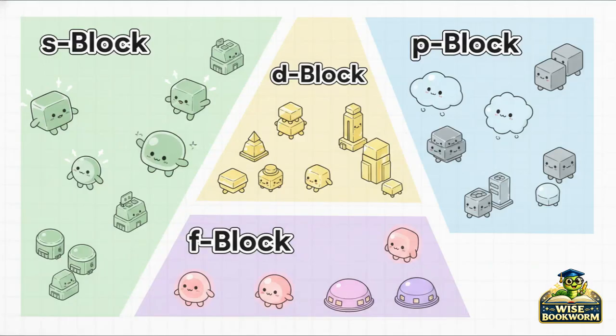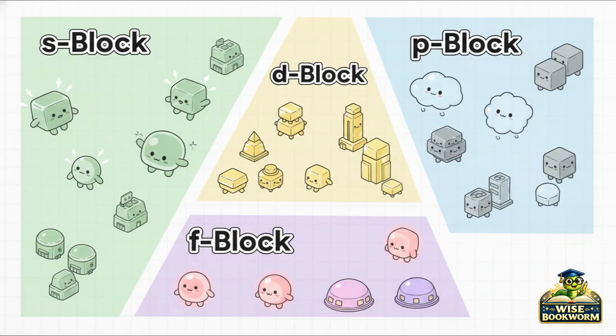Where an element lives on the table tells you pretty much everything you need to know about its personality. Think of it as this perfectly well-planned city divided into 4 main blocks: S, P, D, and F. And the specific neighborhood an element belongs to? That's dictated entirely by where its very last electron gets added.